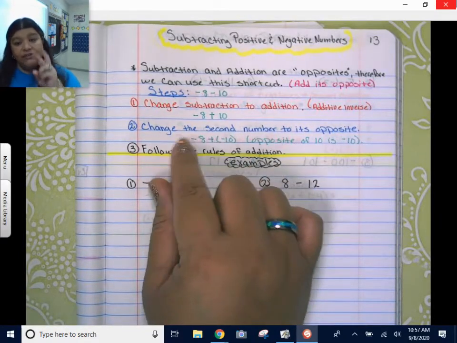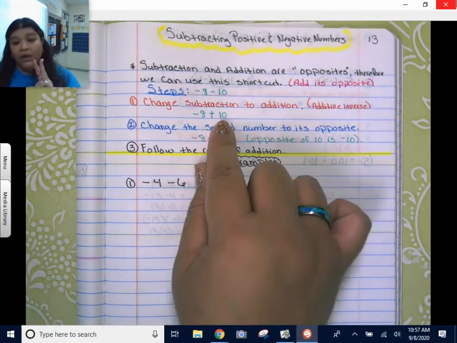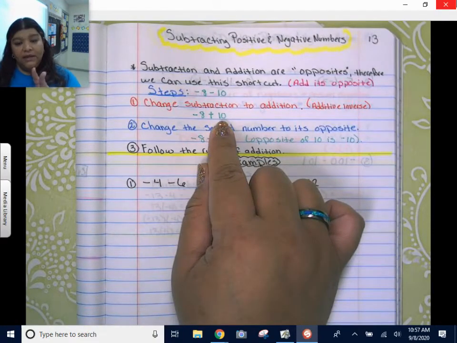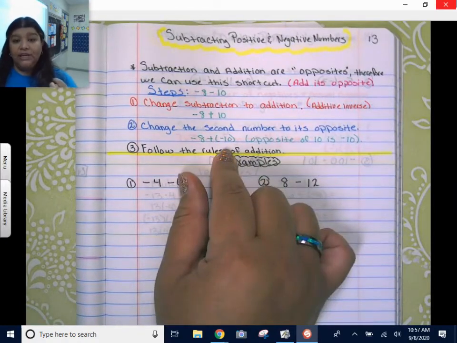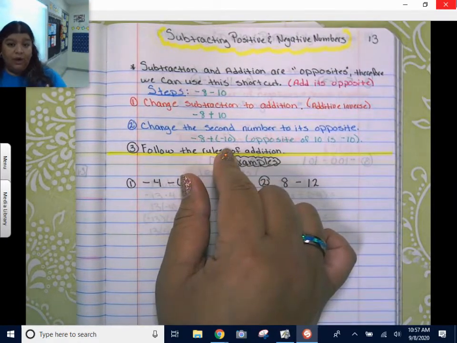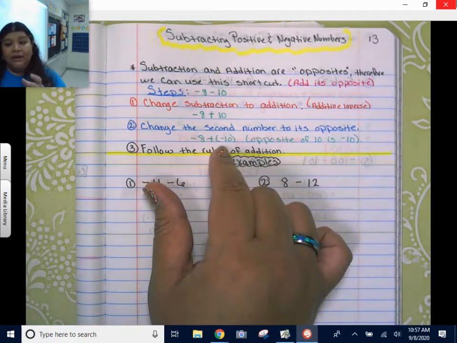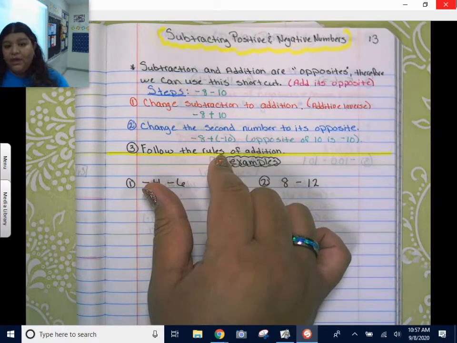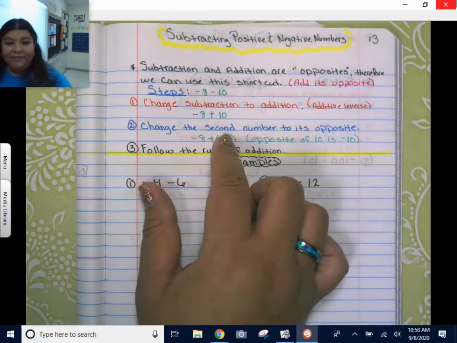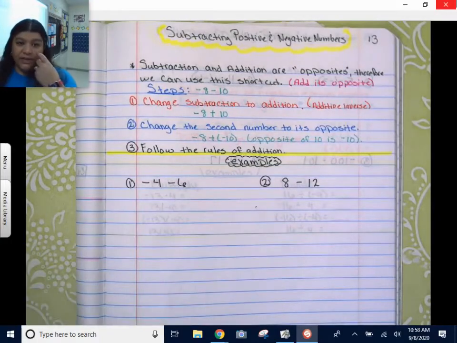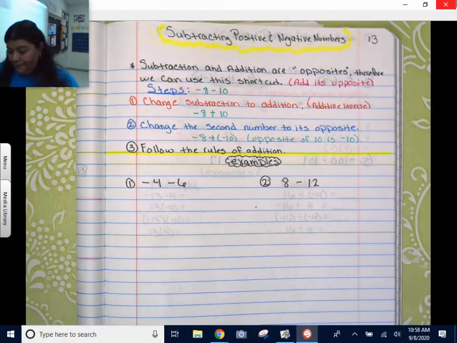Second step, change the second number to its opposite. So the opposite of a positive 10 is a negative 10. That's how you change a subtraction problem to an addition problem. So now I have -10 plus -8. Now you follow the rules of addition from yesterday: same signs add, different signs subtract.